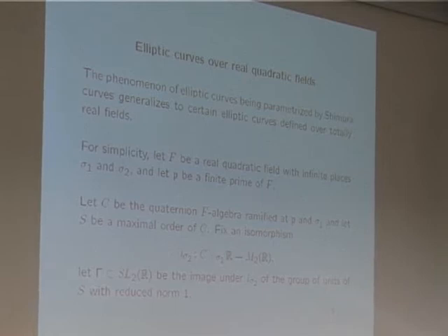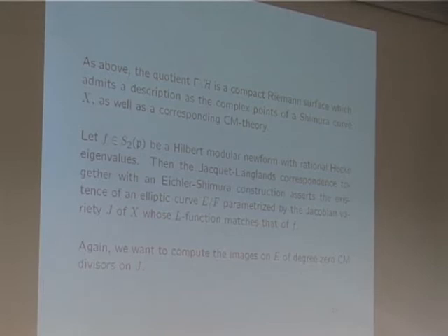And let gamma, contained in SL2 of R, be the image under the isomorphism of the group of units of S of reduced norm 1. Same as before. As above, the quotient gamma mod H is a compact Riemann surface. It admits a moduli description and a corresponding CM theory. And so let's take F in S2 of gamma naught of p to be a Hilbert modular new form with rational Hecke eigenvalues.